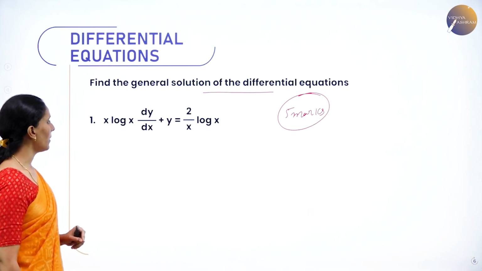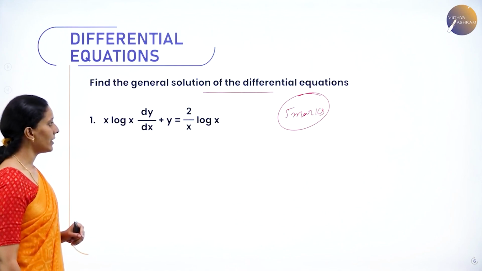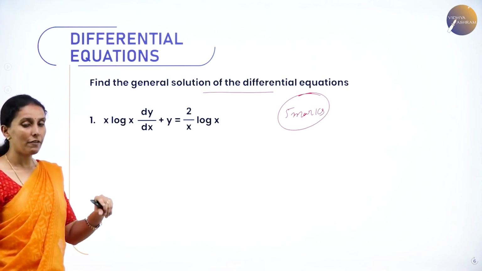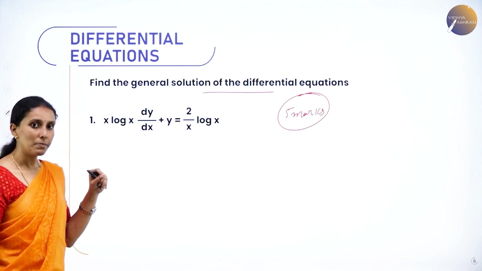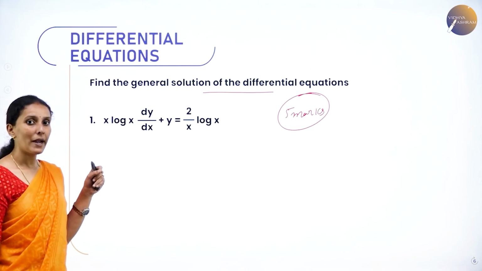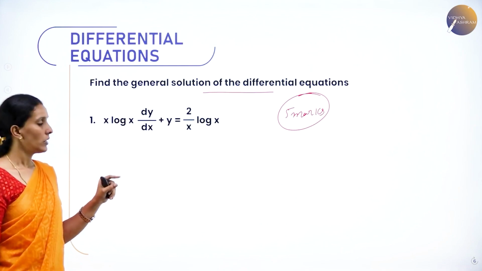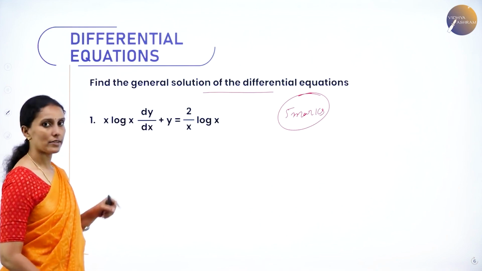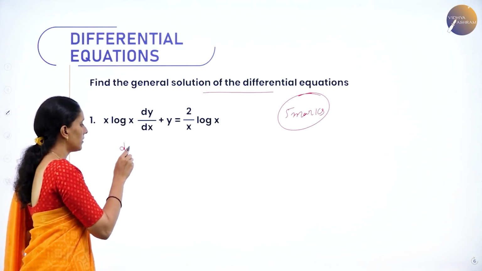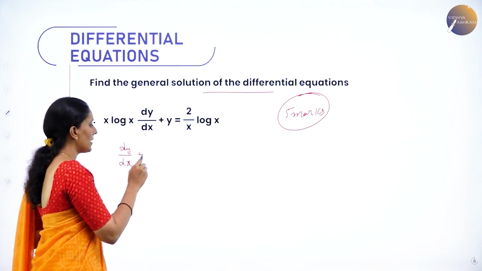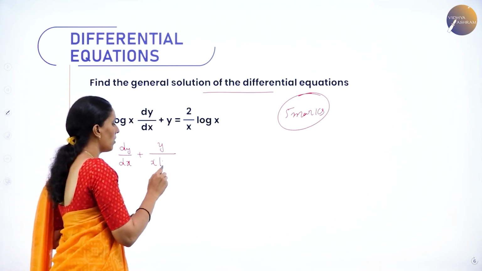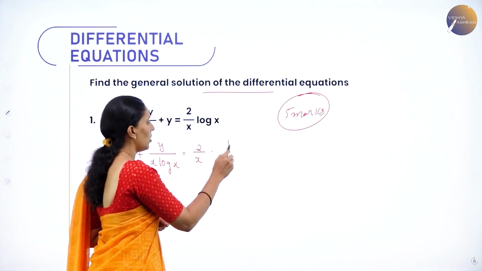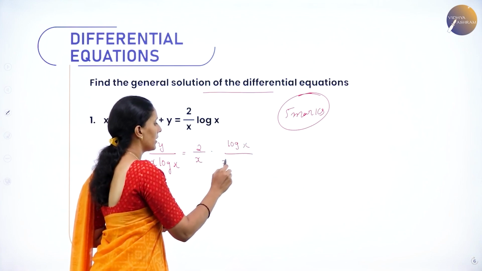So let's look at the first problem. x log x dy by dx plus y is equal to 2 by x log x. We need to express it in the form of dy by dx plus py is equal to q, or dx by dy plus px is equal to q. So now I have dy by dx. I will divide throughout by x log x. So what happens? Then it is dy by dx plus y divided by x log x is equal to 2 by x, log x by x log x.